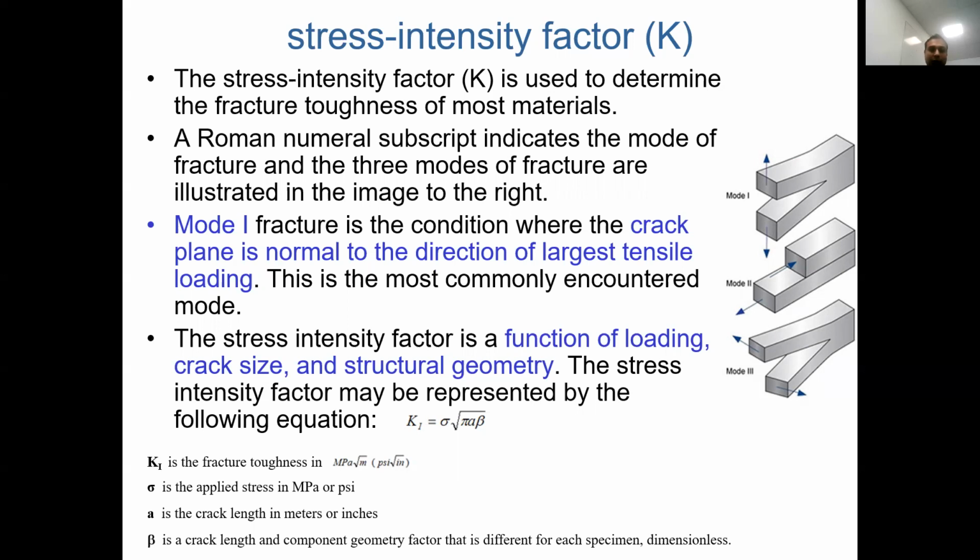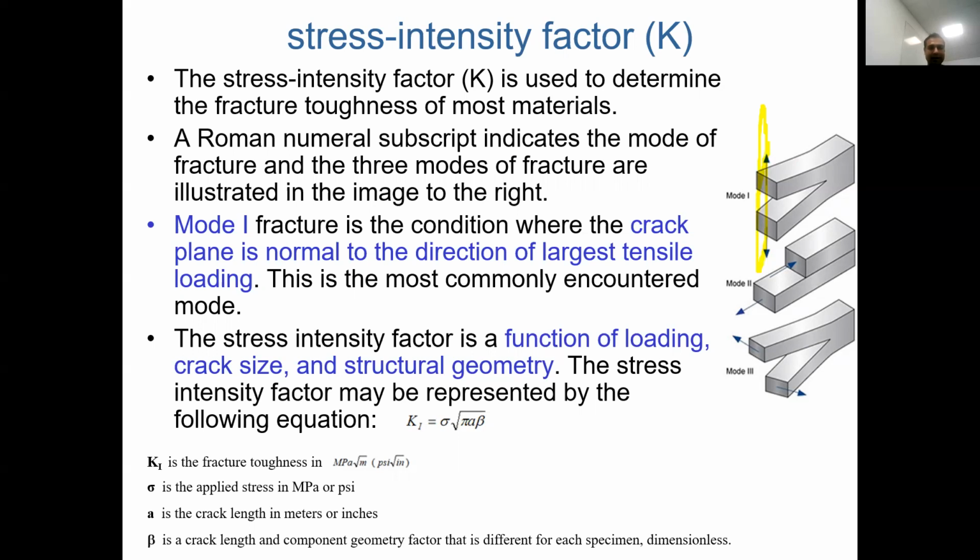Okay, now we have mode 1, mode 2, and mode 3. Now, in mode 1, I'm applying the force in this direction, so the force is being applied in this direction. You can see the arrows. The crack is normal to the direction of the largest tensile stress. Now, if you have a look at mode 2, it's different. It's more like a shear force. And if you have a look at that one, it's more like a torsional force.